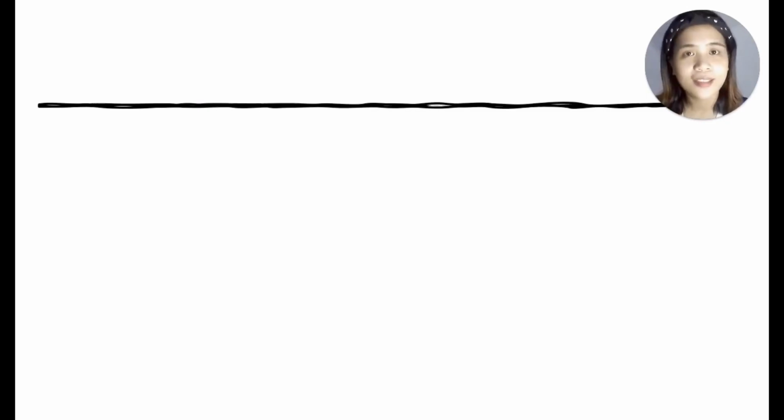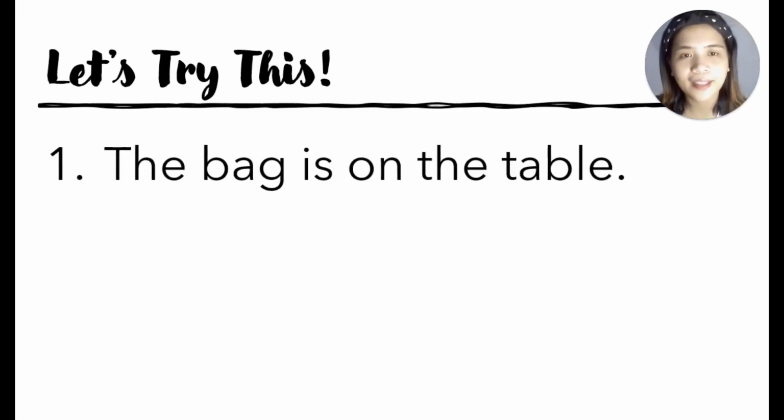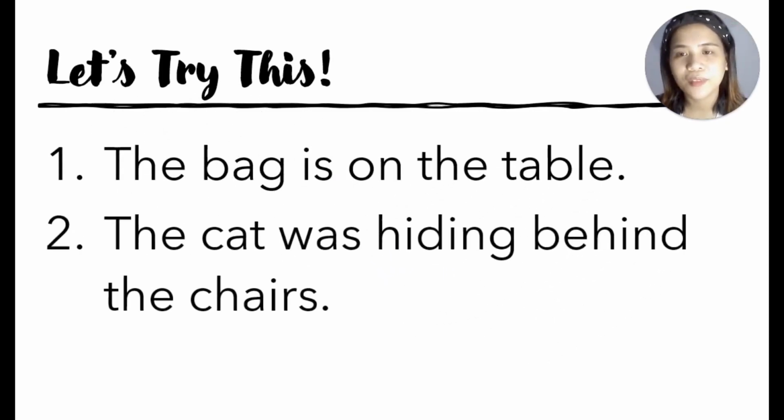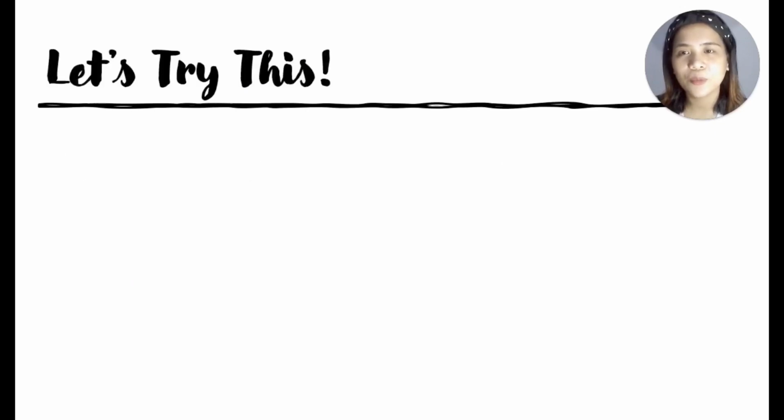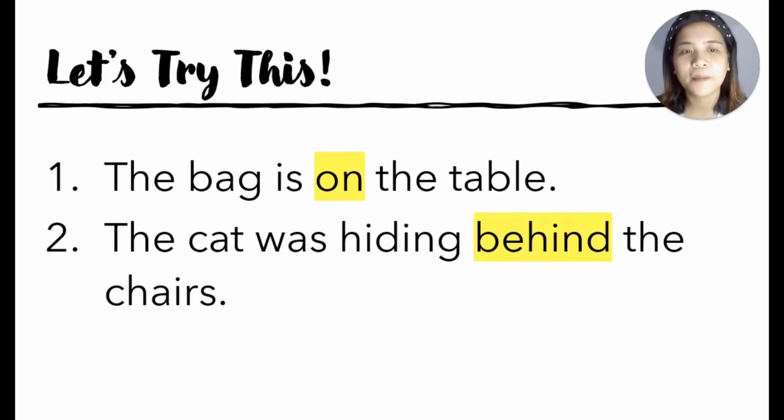Time to analyze the following sentences and identify the preposition in each sentence. Number 1, the bag is on the table. Number 2, the cat was hiding behind the chairs. So analyze which were their states, position or place. Revealing the answers, number 1, we have on, and number 2, we have behind.